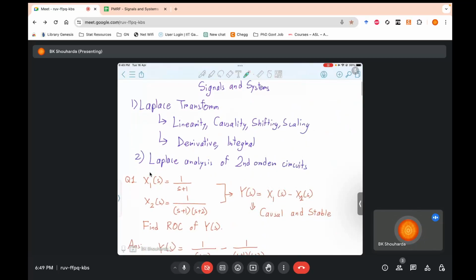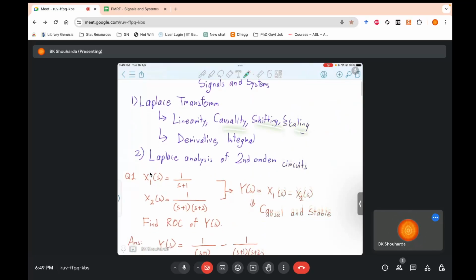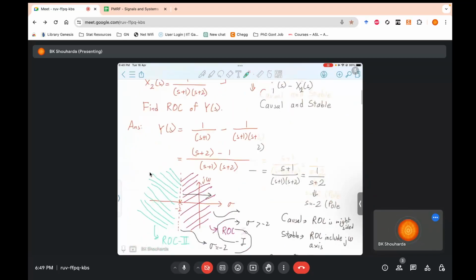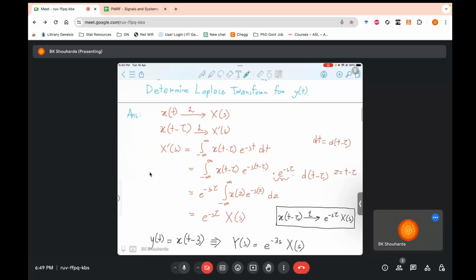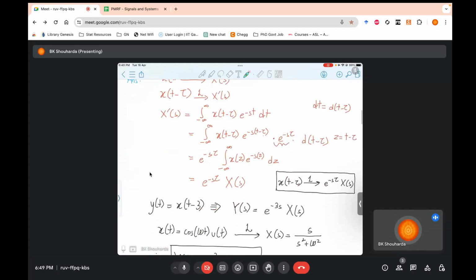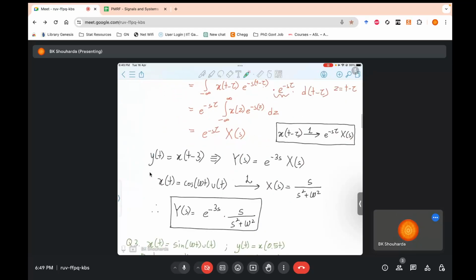repetition of the linearity, causality, shifting, scaling, okay, and derivative. So this is the ROC thing that I have mentioned earlier. So x of t minus tau gives e to the power minus s tau times X of s kind of a Laplace transform.